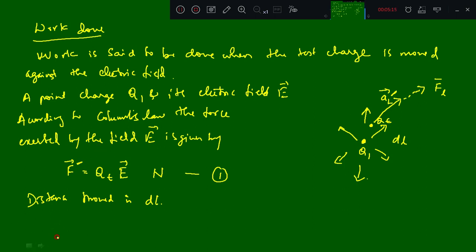So the force F_L is nothing but the dot product of this force and the direction a_L. So this we can also write as QT E dot a_L. This is also in terms of Newton. So this you can call equation number 2.